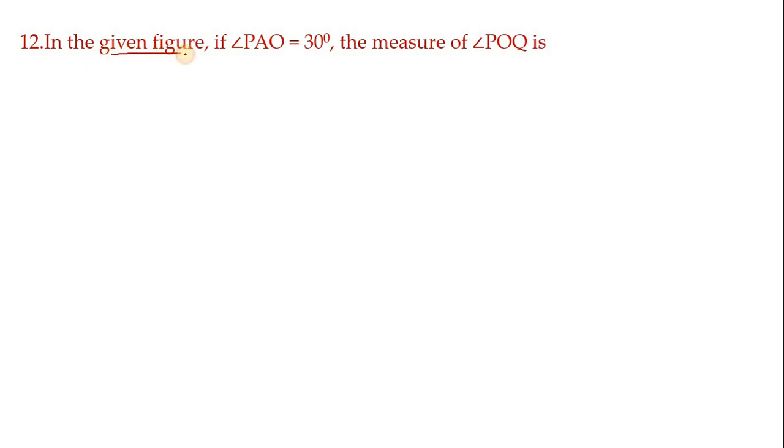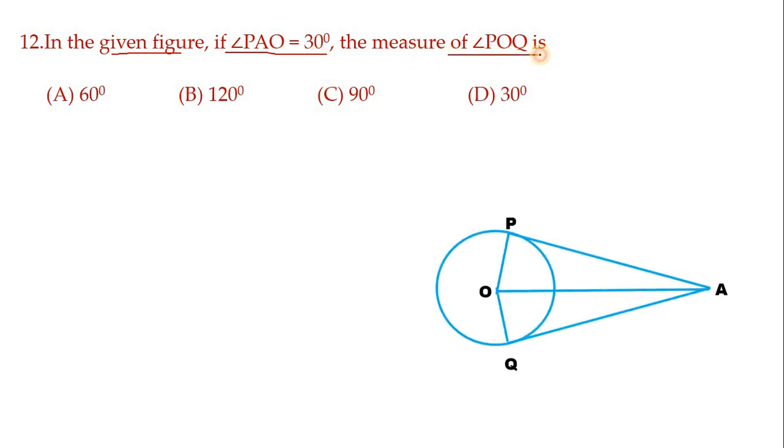In the given figure, if angle PAO equals 30 degree, the measure of angle POQ is: 60 degree, 120 degree, 90 degree, 30 degree. Children, it is a given figure. So look at the figure, it is very simple to understand. Angle PAO is 30 degree. Now which angle do we want to find? POQ, this full angle we have to find. So we cannot find that directly.